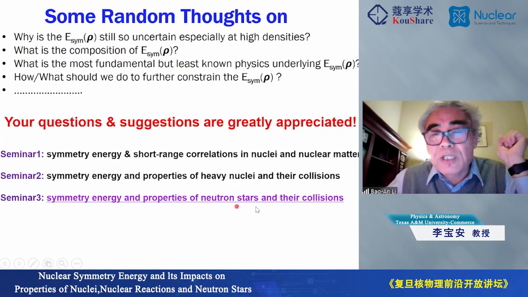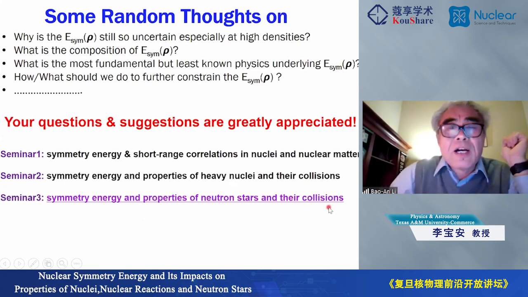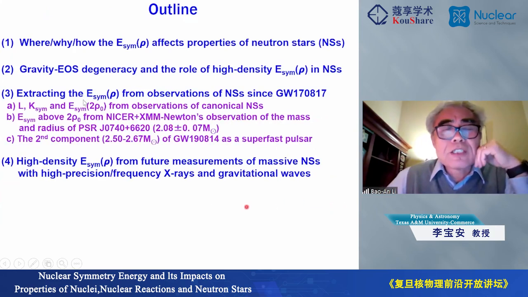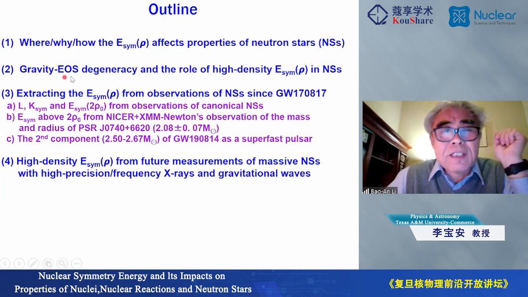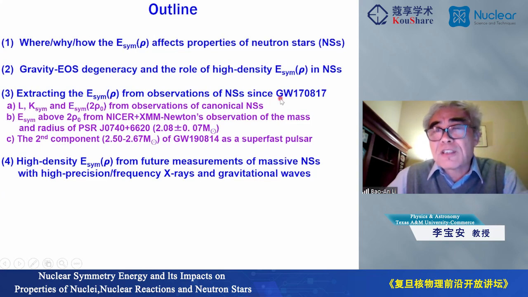OK, so today we will focus on symmetry energy and the properties of neutron stars and their collisions. I would like to focus on the following four topics. First, we will discuss briefly where, why, and how the symmetry energy affects properties of neutron stars. Then we'll discuss briefly about the gravity equilibrium state degeneracy and the role of high density symmetry energy in neutron stars.